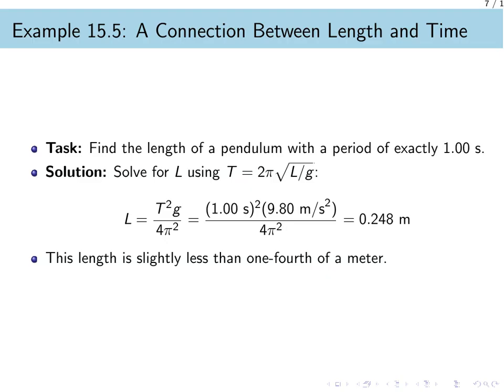Suppose we want to find the exact length required for a pendulum to have a period of exactly 1 second. To solve this, we rearrange our period formula to solve for the length, L. The length equals the period squared times gravity, all divided by 4 times pi squared. If we plug in 1 second for the period and 9.80 meters per second squared for gravity, we find that the required length is approximately 0.248 meters. This is just under 1/4 meter long.